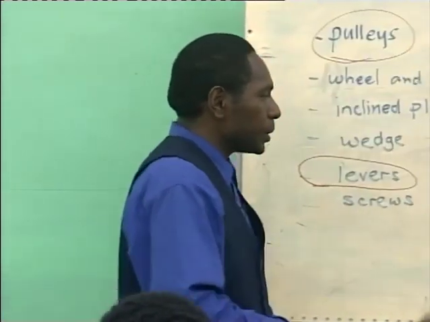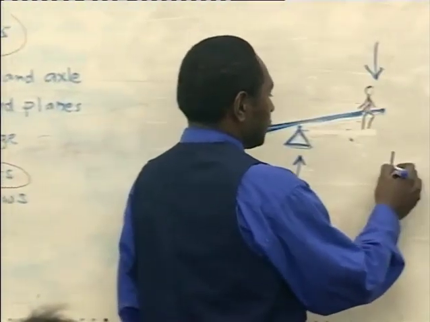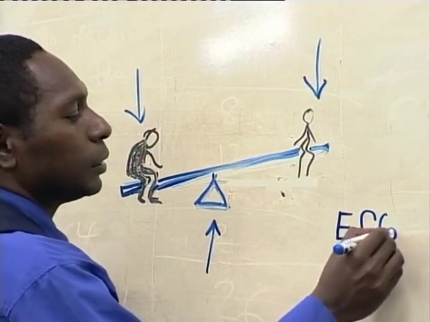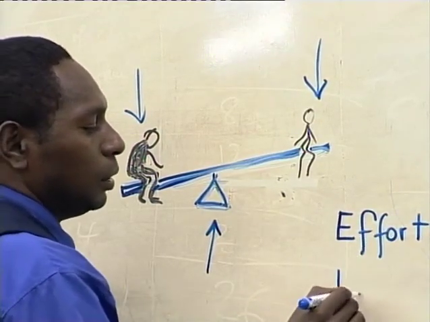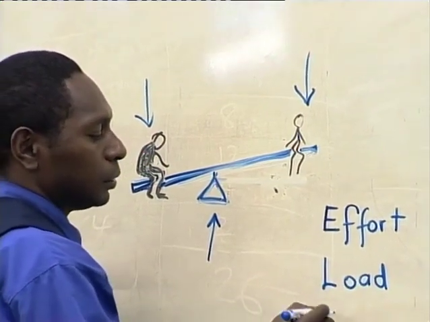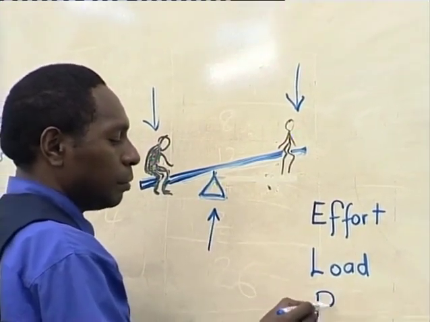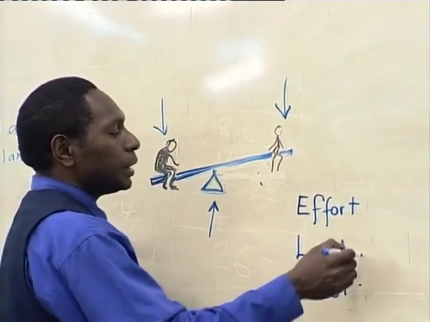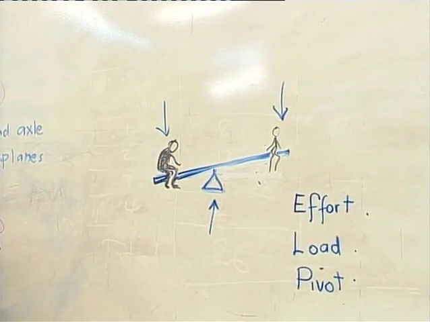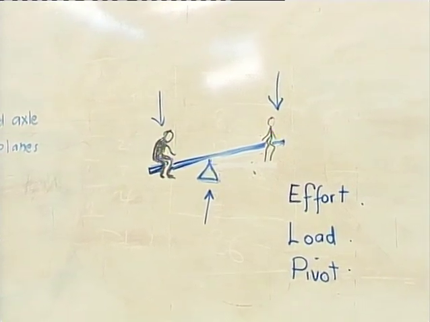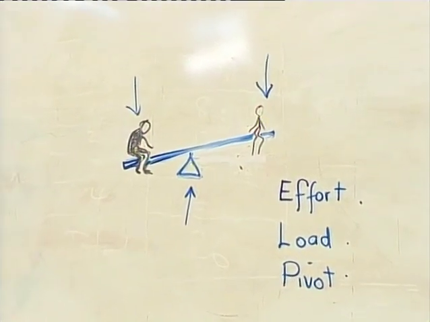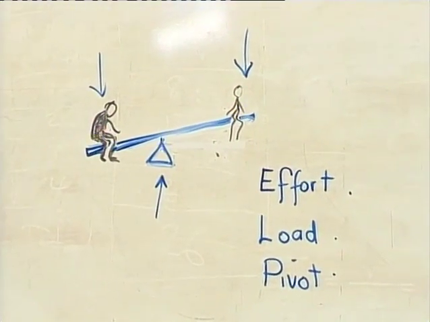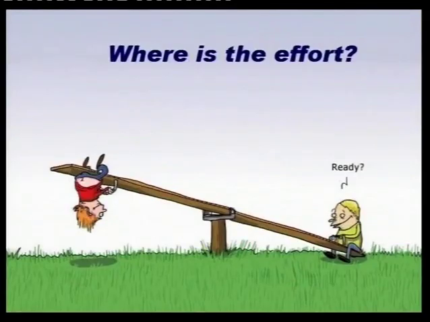And we will be using words like effort, load, pivot. Right, we will mainly use these three words. Looking at that picture, now class and receiving students, I would like you to look at this picture here. Can you see that picture? Okay, good. Where is the effort?